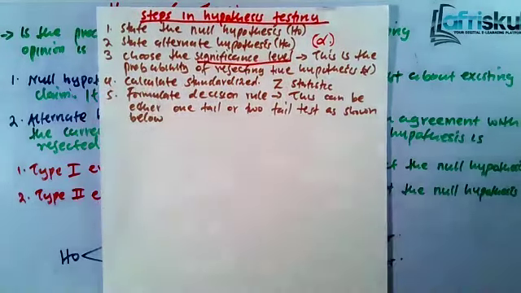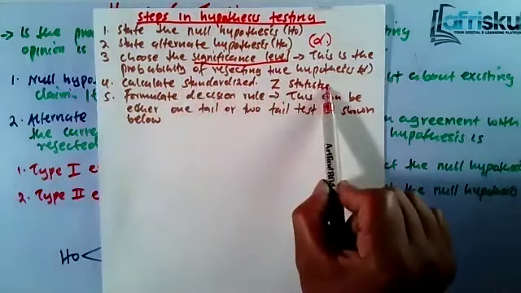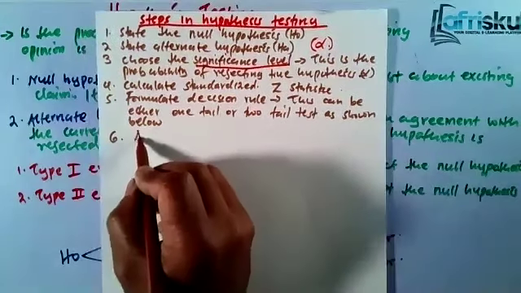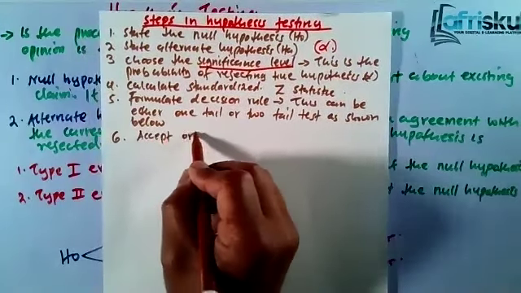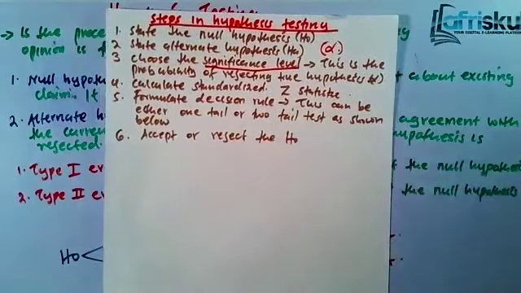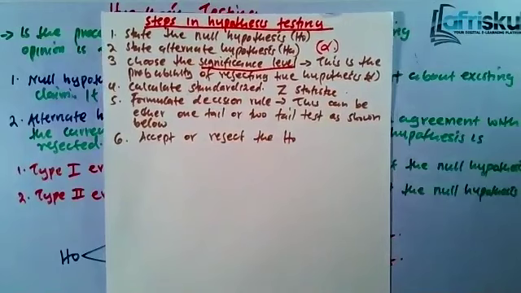And then step number 4, you calculate the standardized Z statistic. I'll show you how to compute the Z. And lastly, you formulate a decision rule. When formulating a decision rule, this can either be a one tail or a two tail test. So that's step number 5. And then lastly, you either accept or reject the null hypothesis.